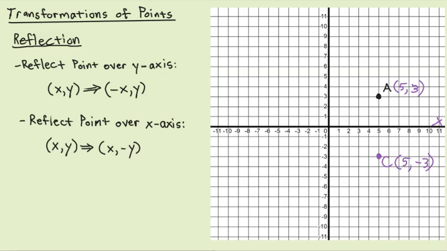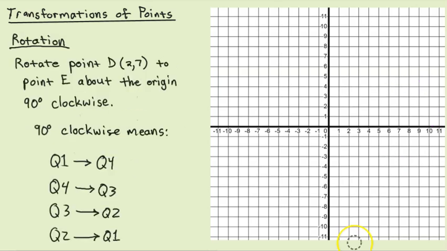Now we're going to move on to rotations. Let's talk about rotation here. So this says rotate point D, which is at (2, 7), to point E. So start at point D and then make point E, rotating about the origin 90 degrees clockwise. Okay, let me unpack all of this for you.